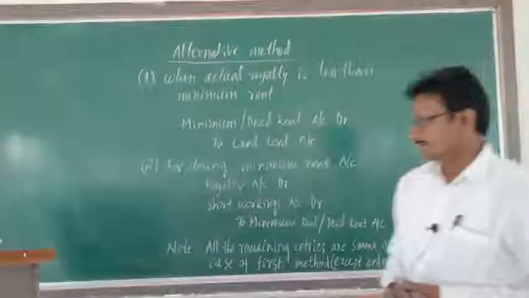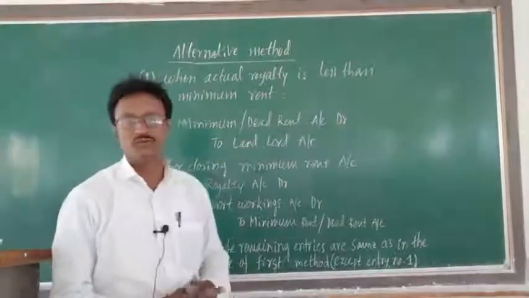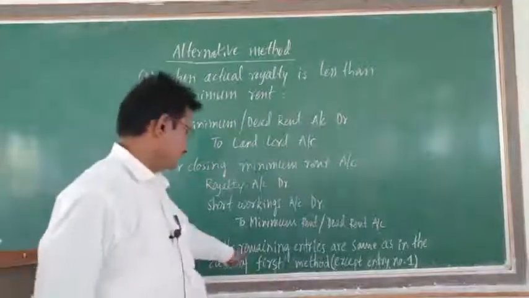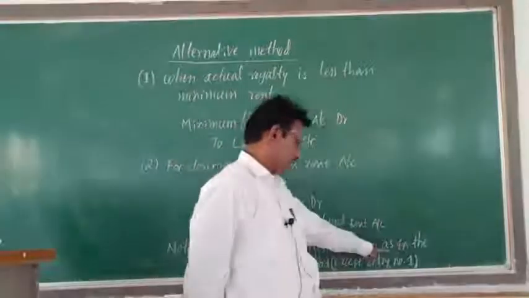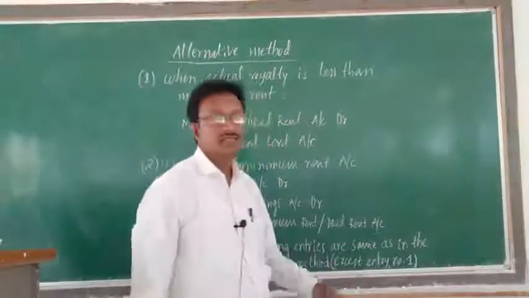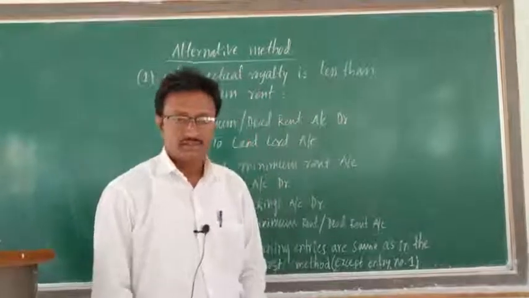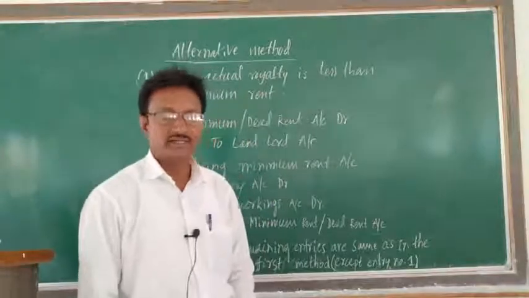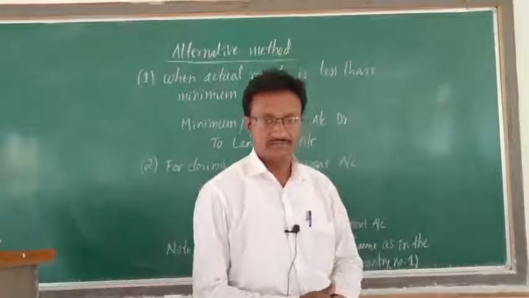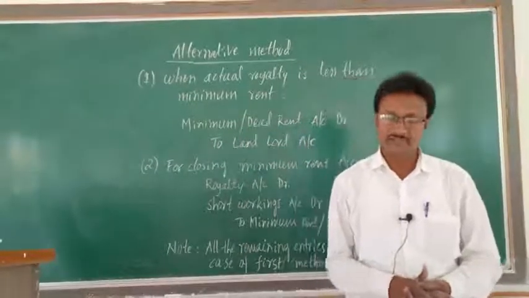Here we have to note that all the remaining entries are the same as in the case of the first method, except entry number 1. In the first method, entry number 1 is for when royalty is less than minimum rent.